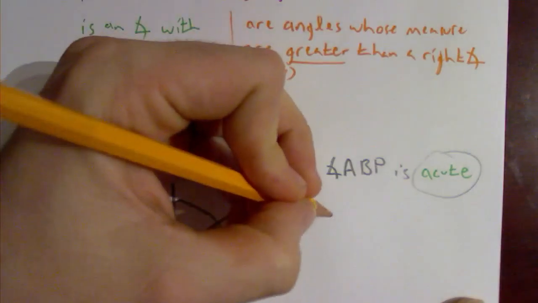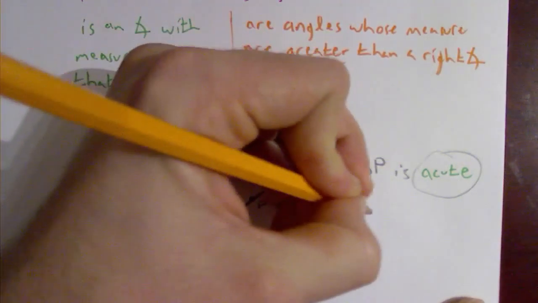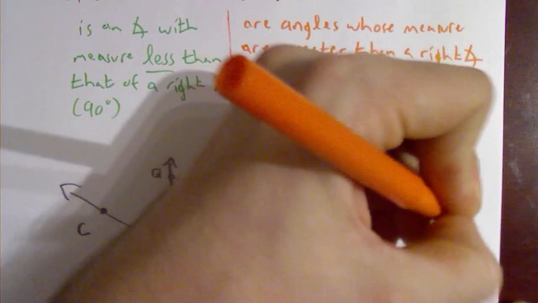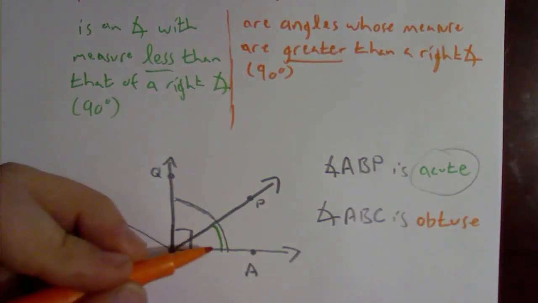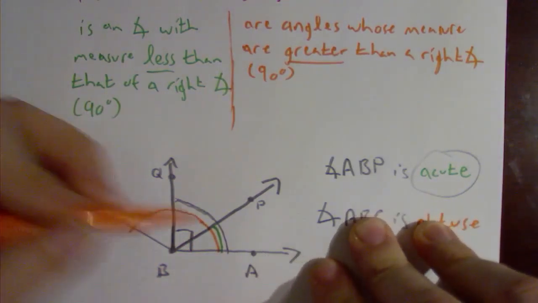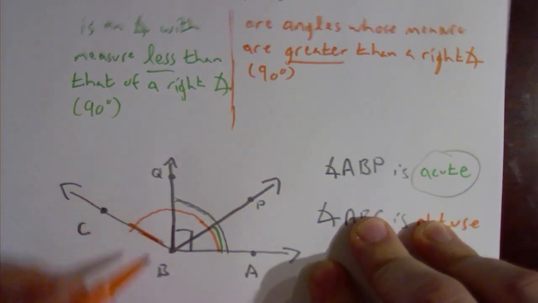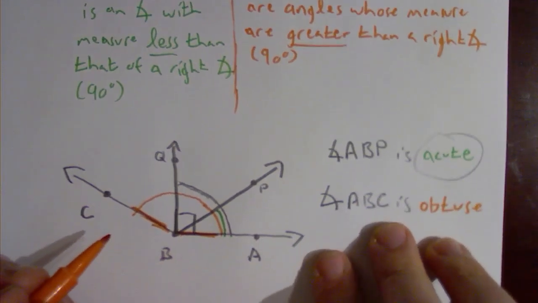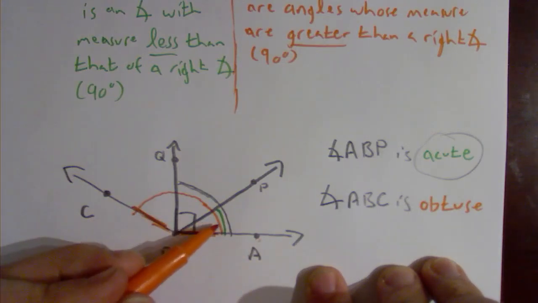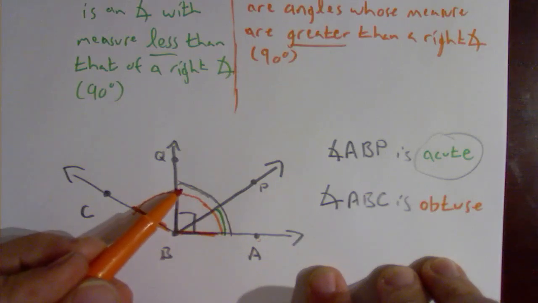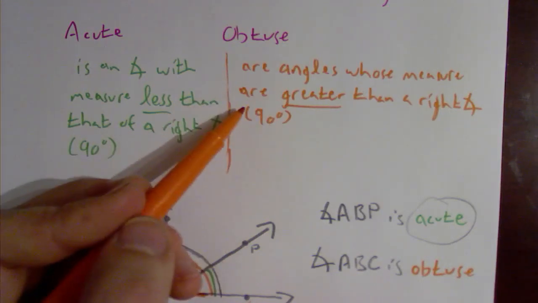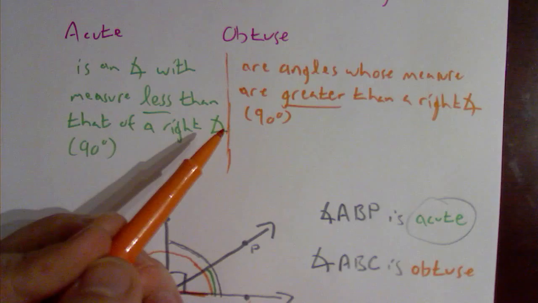Similarly, I can say that angle ABC is obtuse. And that's because ABC is this whole angle right here, A to B to C, so it's this part right here. Well, I can compare it with ABQ again. ABQ is 90 degrees, and since ABC is bigger than ABQ, that means that it must be an obtuse angle, because obtuse angles are angles whose measure are greater than a right angle, or greater than 90 degrees.